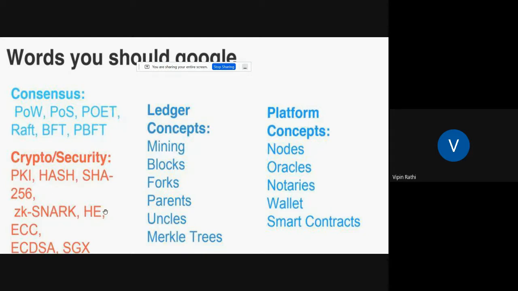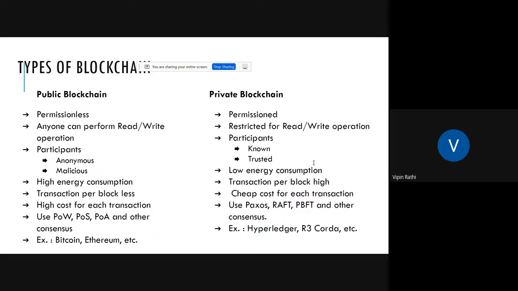So if you are new to this blockchain world, just try to Google some ledger concepts as well, whether it's mining, what miners are, blocks, forks, let's say. For example, Bitcoin forks happened in, let's say, 2017. And then parents, uncles, and Merkle trees. And Merkle trees are really important, right? Because anyhow, we use these Merkle trees in the whole distributed system, for example, GitHub. And platform concepts, nodes, oracles are very good if you want to talk to third-party APIs, then oracles play a very important role with respect to blockchain, wallets, and smart contracts. So if you are new, just try to search for some words that will help you to understand this concept in a very important way.